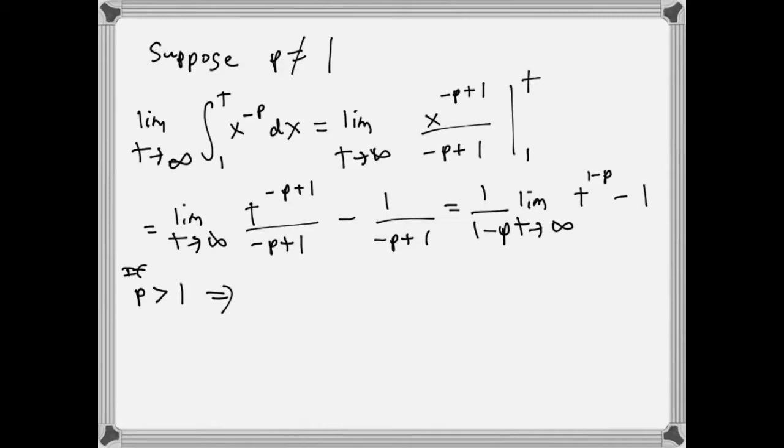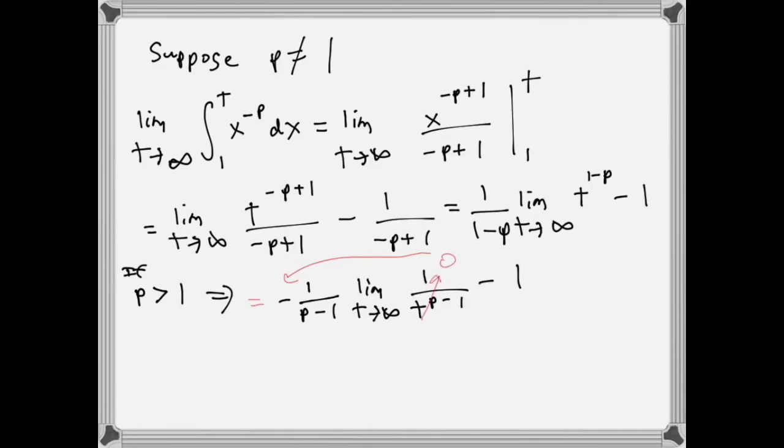So this guy that we had above is equal, so p is bigger than 1. So what I'm going to do is write it this way: negative 1 over p minus 1, limit as t goes to infinity of 1 over t to the p minus 1, minus 1. If p is larger than 1, then I'm doing 1 over infinity to a positive power, and infinity to any positive power is infinity. So we have infinity in the denominator, and it's 1 over infinity. So that guy goes to 0, doesn't it? This guy goes to 0.